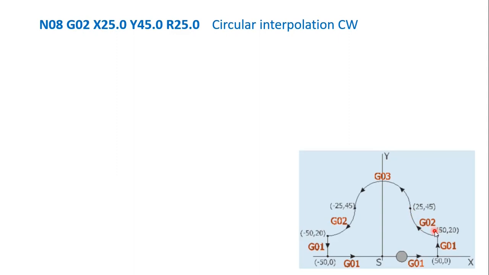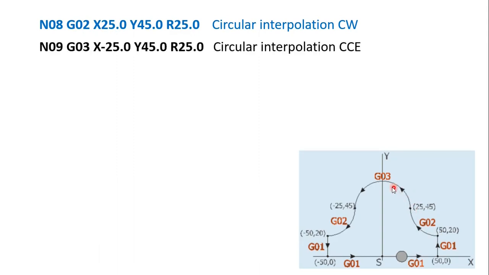G02, and X is 25, Y is 45, and what is the radius? It is 25, and it is a counterclockwise direction. So the tool will go like this and reach this point. Then we are defining the next one.